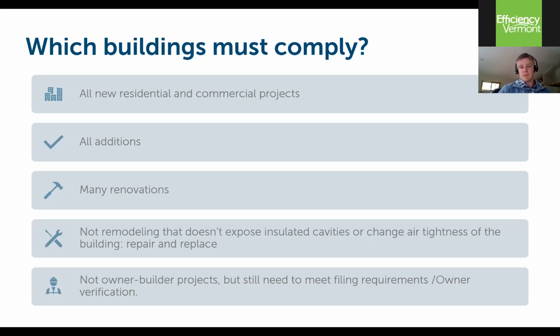Chapter 5 of the code covers the requirements for additions, renovations, and alterations, and goes into more detail on what the specifics are there. With that being said, remodeling projects that don't expose those exterior portions of a building do not need to be brought into any level of compliance. Repairing systems within an existing building does not trigger compliance either. And there is a specific carve out for owner builder projects. We'll cover that here in just a moment.